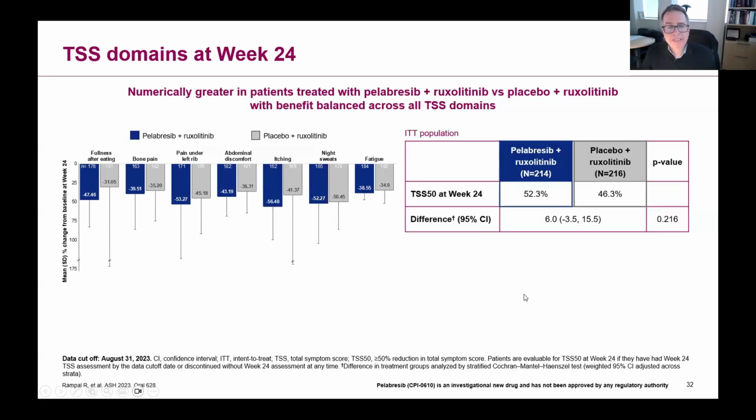If you look at different types of symptoms, these are domains, whether it's spleen fullness, bone pain, pain of the left ribs, abdominal discomfort, itching, night sweats, fatigue. The blue is the combination. You can see that that goes deeper than the gray in each case. You get deeper responses throughout the different domains. It's not driven by one specific symptom improvement.